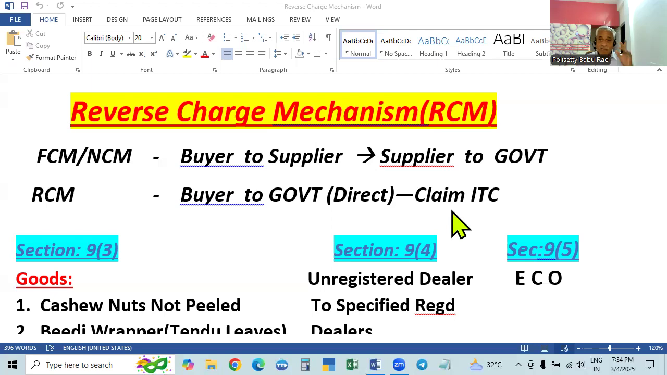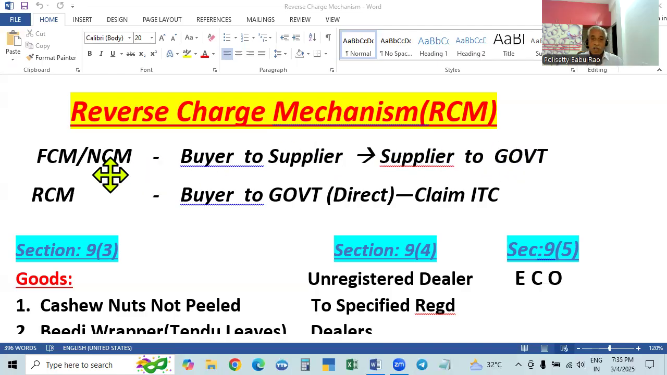That means on behalf of us, that is our amount. So with our GST number, he will pay to the government, and from the government we will claim the tax. ITC we will claim. In this system, the buyer pays the supplier the taxable value, and in addition to that, the GST. So the buyer pays the amount to the supplier, and the supplier will pay to the government.